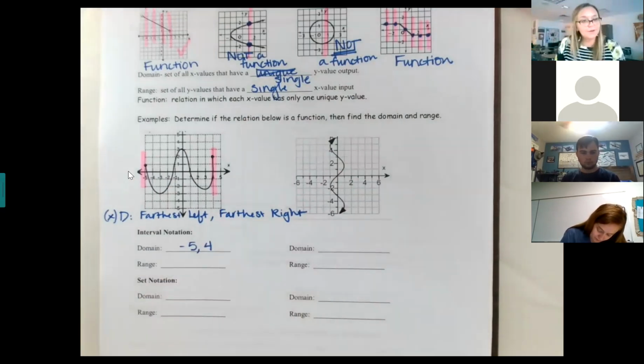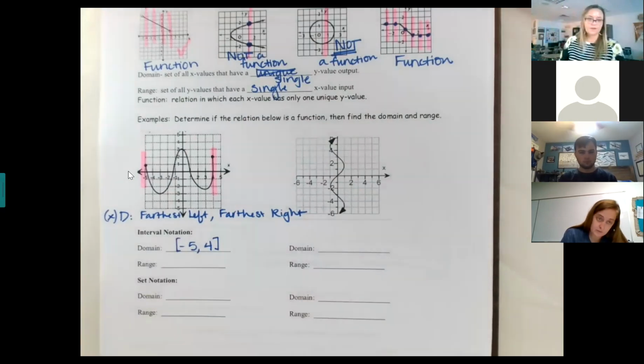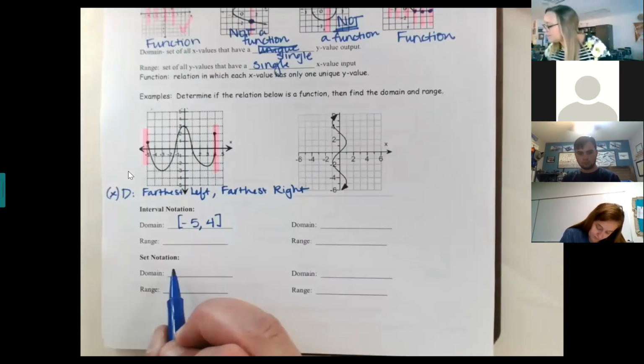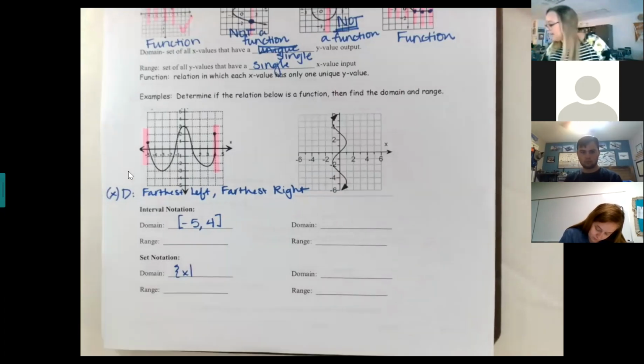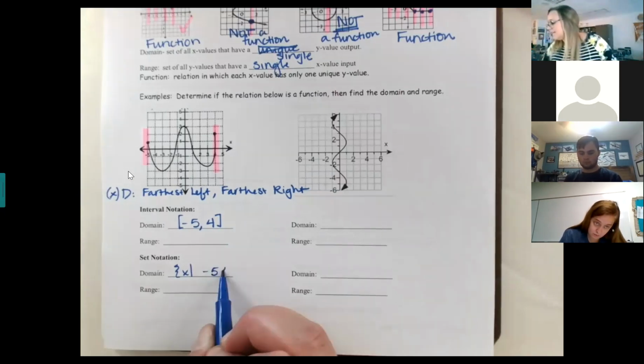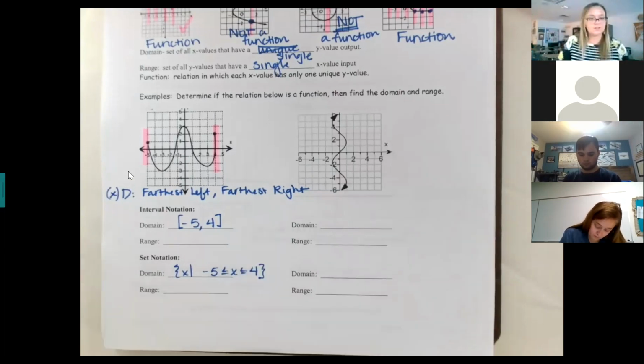Then I would look at my endpoints. Remember, a closed dot would be a bracket. An open dot would be a parentheses, but I don't have one of those. Then for my set notation down here, I would say squiggle X bar. My smallest number comes first, which is my -5, less than or equal to X, less than or equal to 4. Don't forget your equal to's to show that they were closed. So that's your domain.